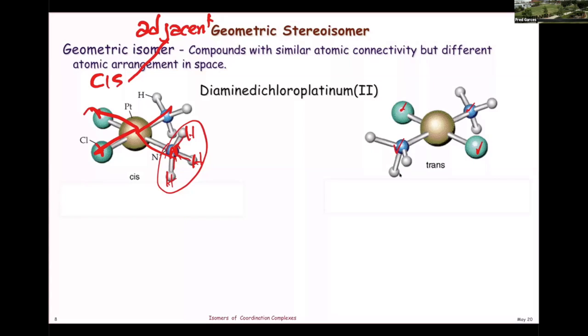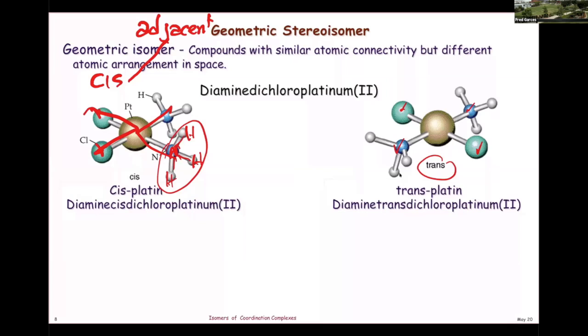So in this particular case, the atomic connection seems to be similar except for the spatial arrangement. Here the chlorines are across from each other. That's why they're called trans. Trans means across. So this one's called cisplatinum. It's called diamine cis dichloroplatinum 2. So you know it's an oxidation state of +2. This one's called transplatinum, diamine trans dichloroplatinum 2.